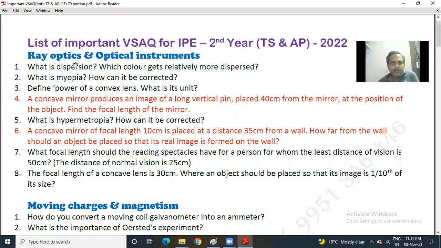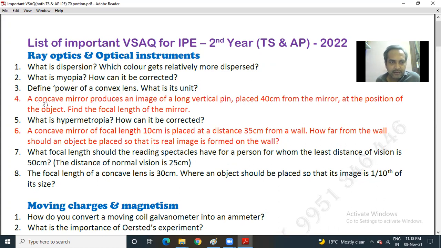So the first chapter is ray optics and optical instruments. The first question is, what is dispersion? Which color gets relatively more dispersed? Second question, what is myopia? How can it be corrected? Third question, define power of a convex lens. What is its unit? Now this is highlighted with red.